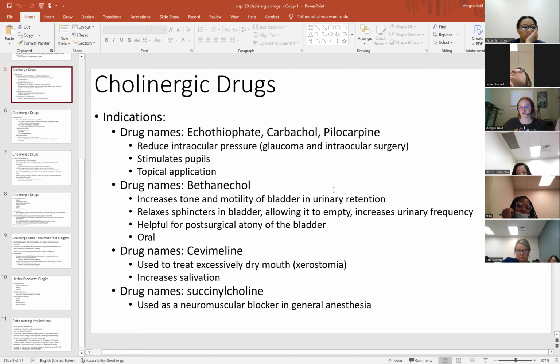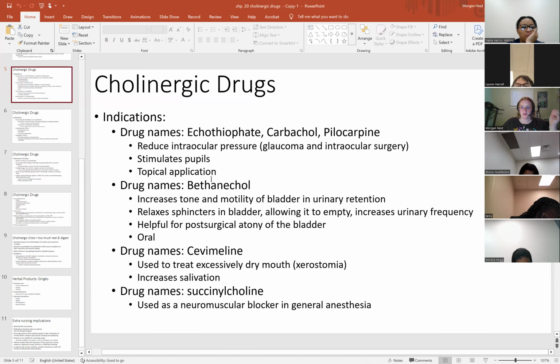I'm not super concerned about these mechanisms of action because we will do the eye drugs, I think, next week. We'll go into more depth then, but just know that it helps reduce intraocular pressure by causing the pupil to constrict. Simple enough? You don't need to know why yet or how that affects glaucoma. We'll do that next week, so you will see pilocarpine again next week.